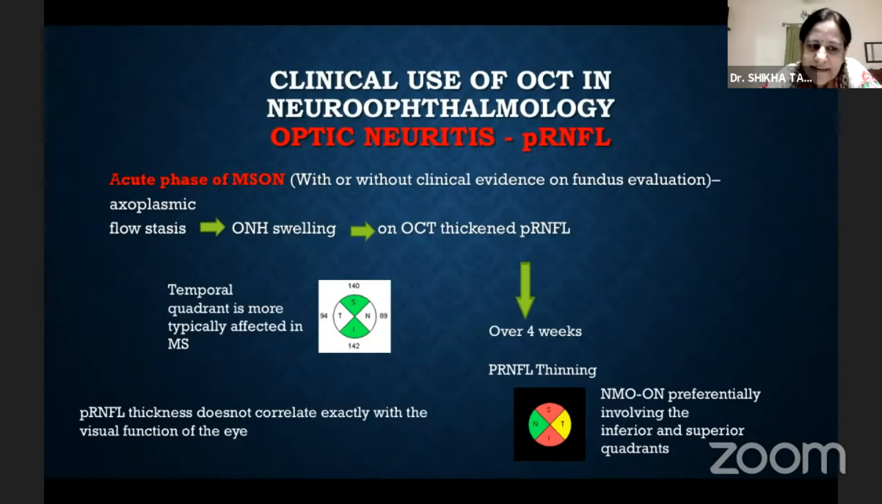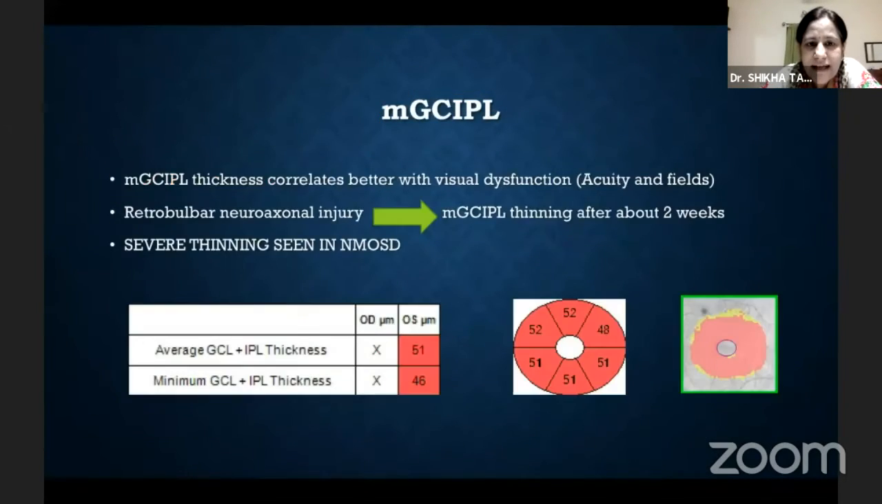Another thing is that this peripapillary retinal nerve fiber layer thickness does not correlate exactly with the visual function of the eye, but the macular GCC-IPL layer gives us an idea about the visual acuity or the field changes. The GCC-IPL thinning occurs about 2 weeks later. We said that RNFL thinning occurs around 4 weeks later. And this thinning is more severe in case of NMO spectrum disorder.